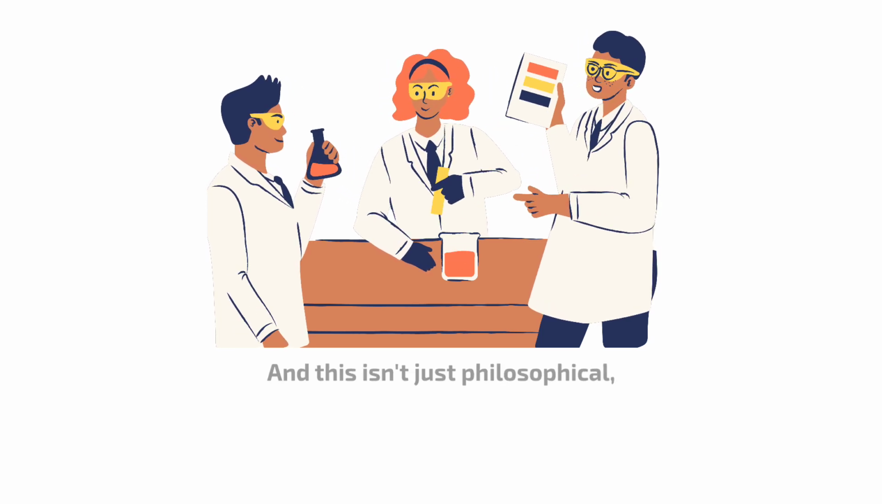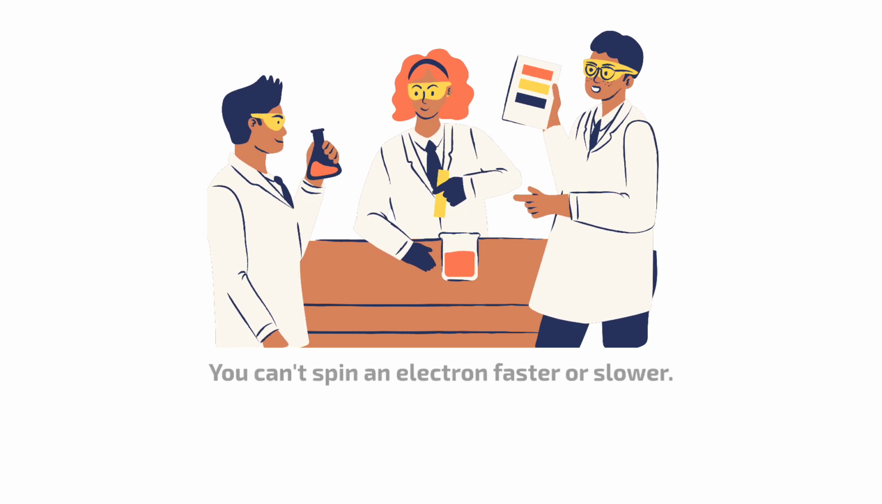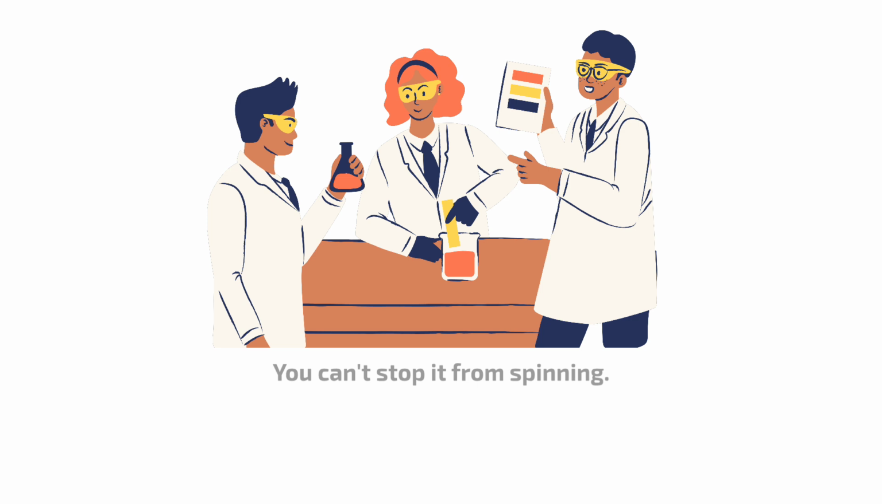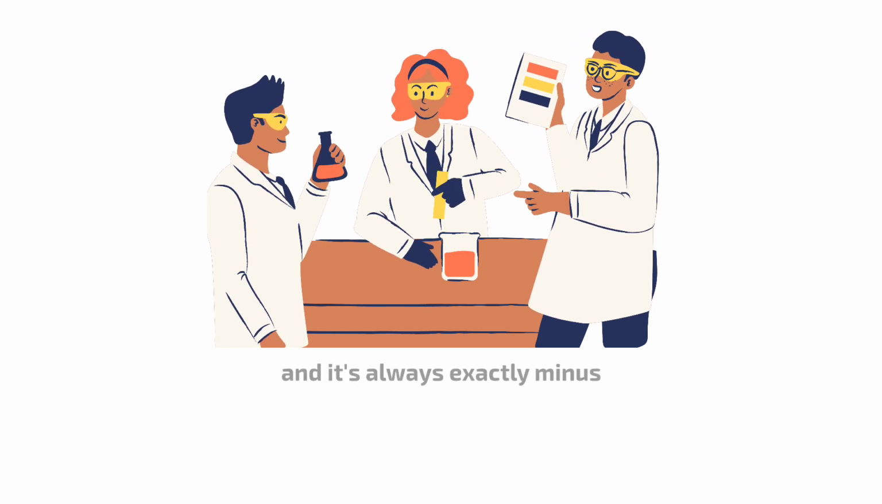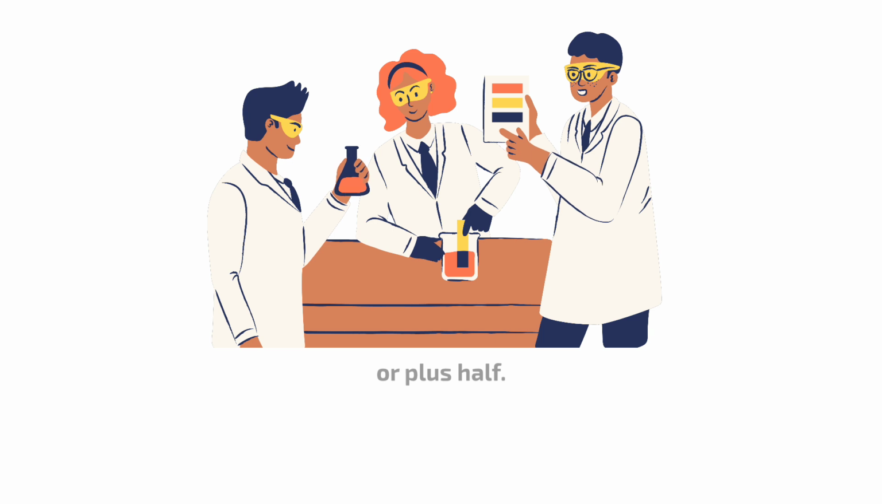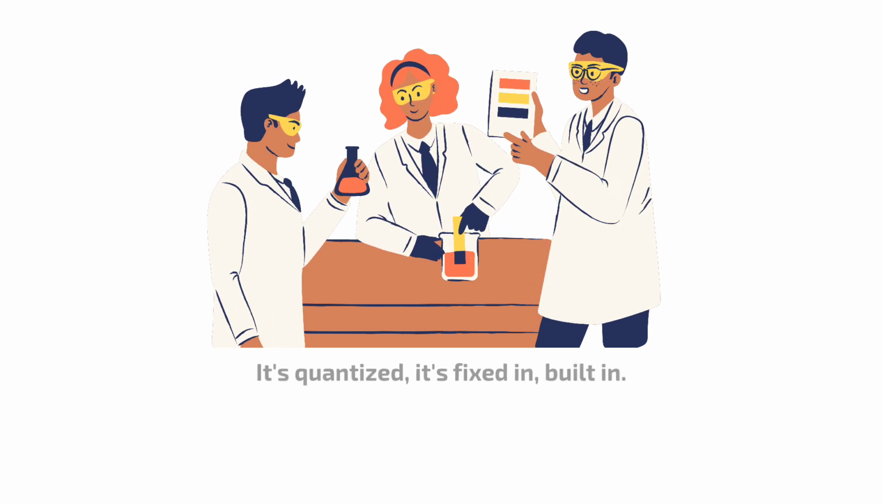And this isn't just philosophical, we have tested it. You can't spin an electron faster or slower. You can't stop it from spinning. It always has spin, and it's always exactly minus or plus half. It's quantized, it's fixed, built in.